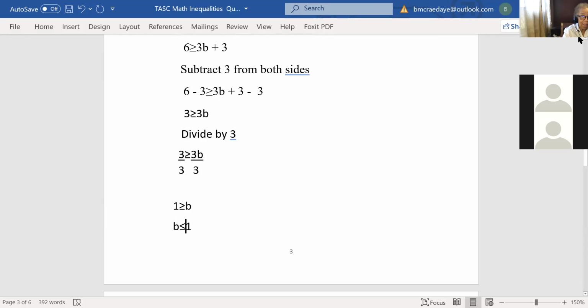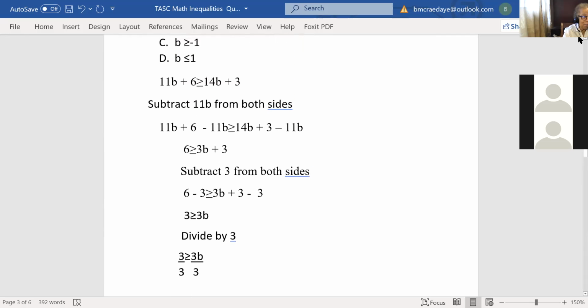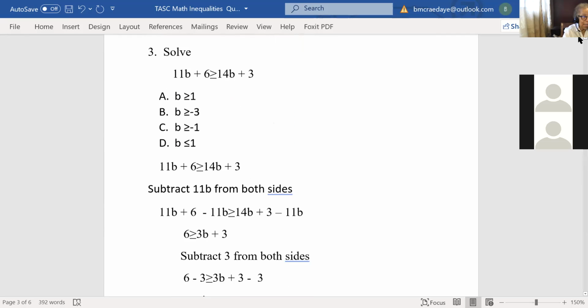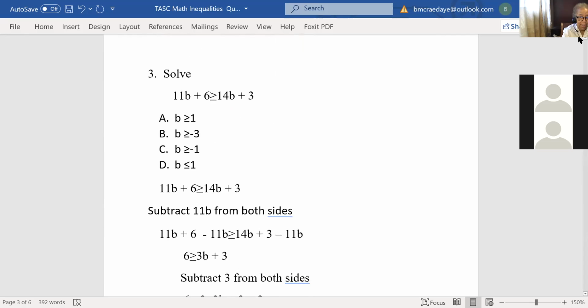So what answer is that? You've got to bring it down because we can't see the answers. Okay, I'll bring it down. So b less than or equal to 1. What is the answer? Which one? Vanessa? D. B less than or equal to 1. It's D. What is the choice?